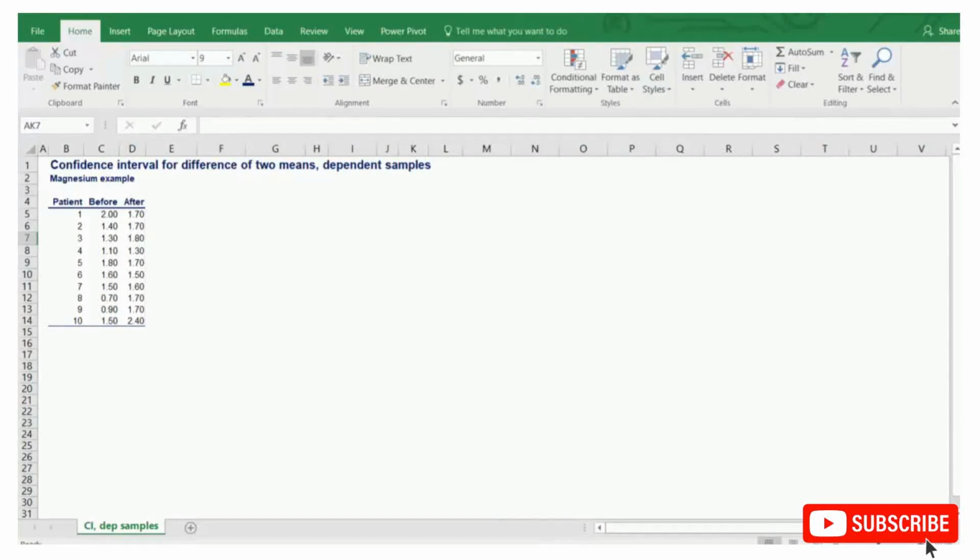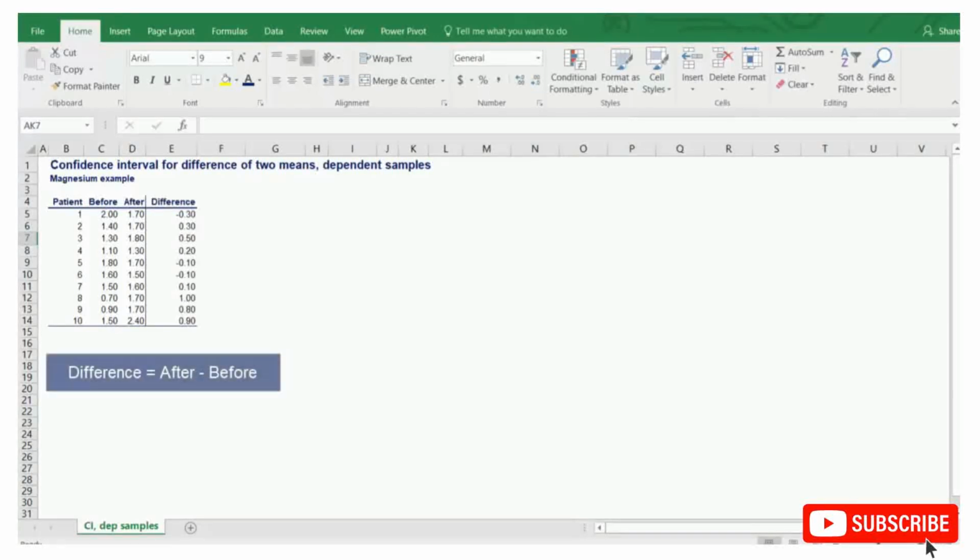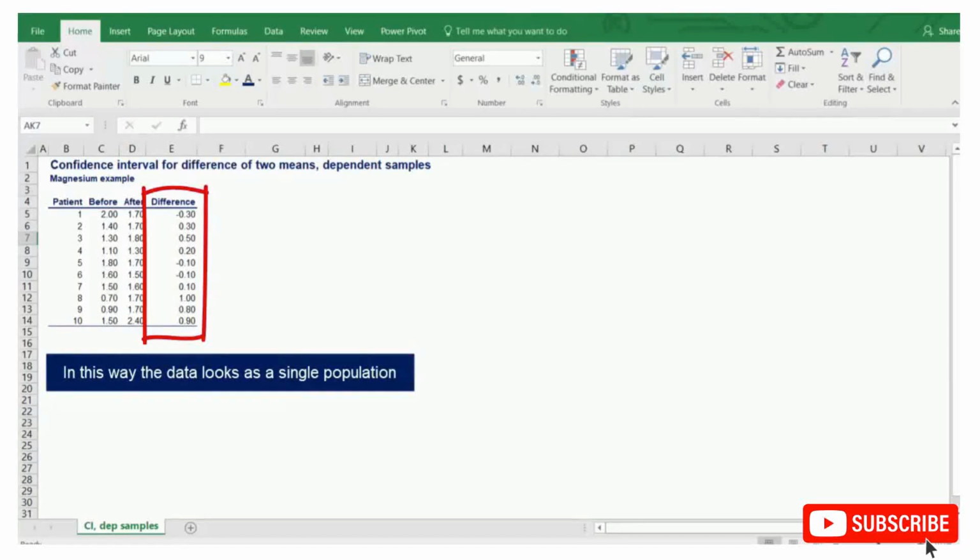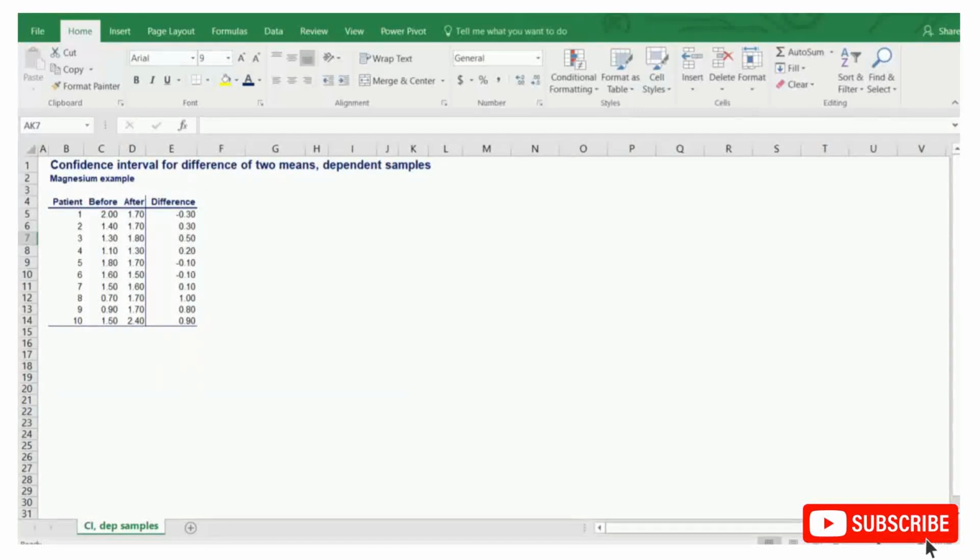We've also added a cell that calculates the difference in levels before and after taking the pill. Instead of dealing with two variables, we now have only one. In this way, the data looks as a single population, doesn't it? Let's calculate the mean and the standard deviation of the differences. The mean is 0.33 and the standard deviation is 0.45. Moreover, we know that the sample size is 10.